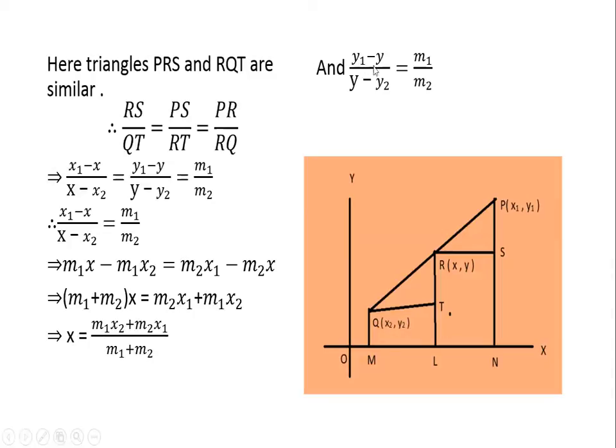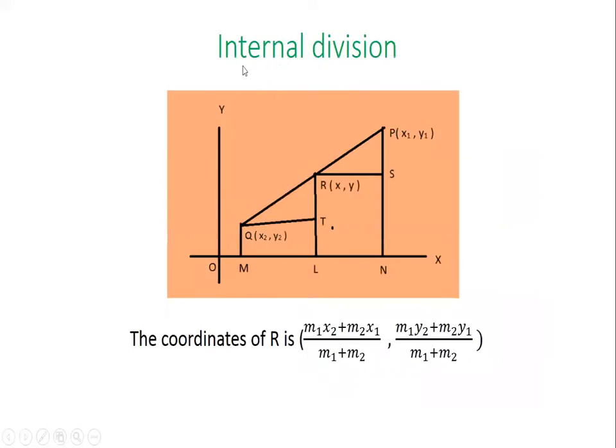And (y1 minus y) by (y minus y2) equal to m1 by m2. Here, taking the second and third terms and after calculation, we can write y equal to (m1y2 plus m2y1) by (m1 plus m2). So for internal division, finally we can write the coordinates of R as ((m1x2 plus m2x1) by (m1 plus m2), (m1y2 plus m2y1) by (m1 plus m2)).